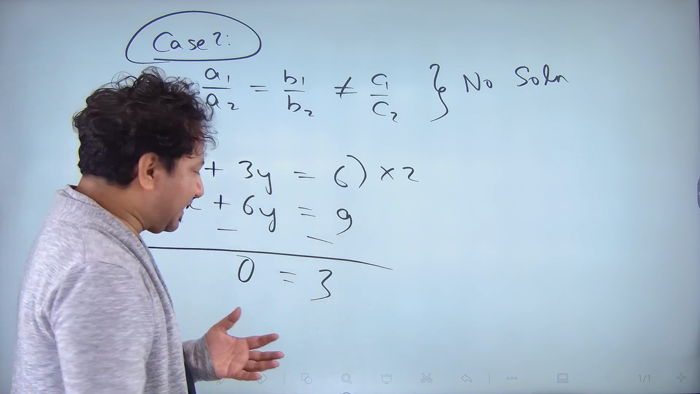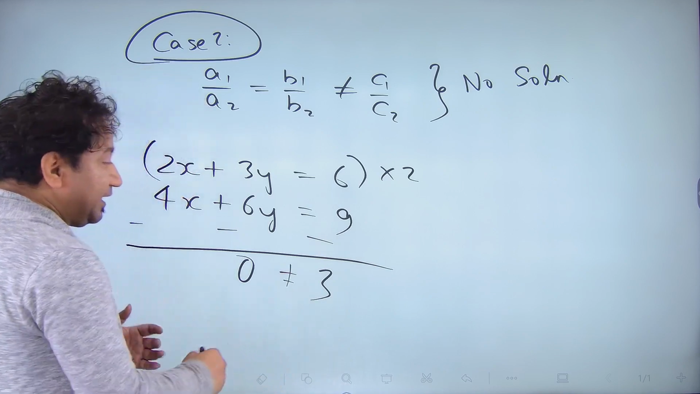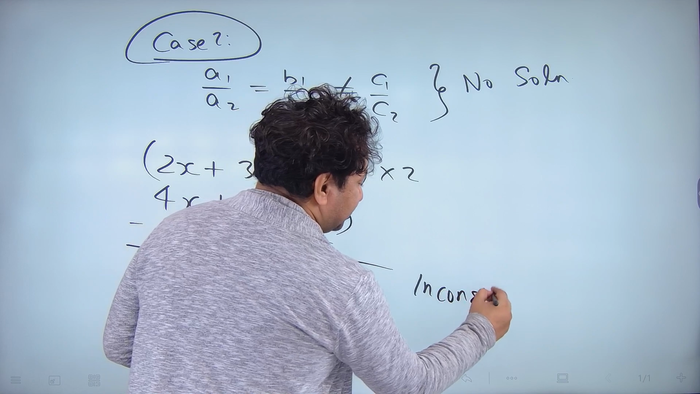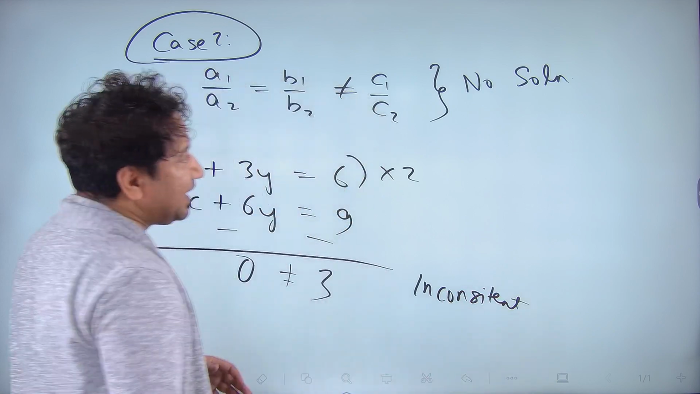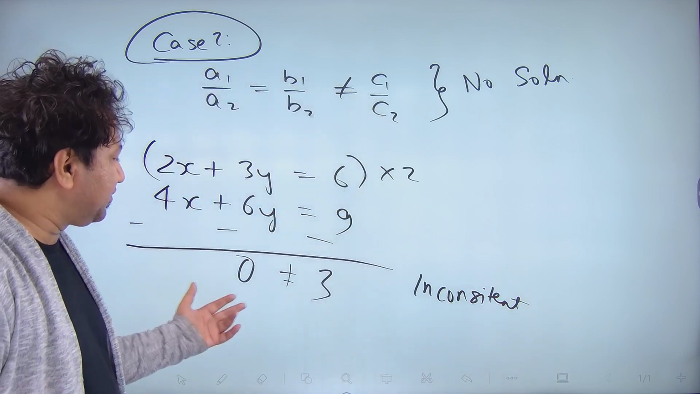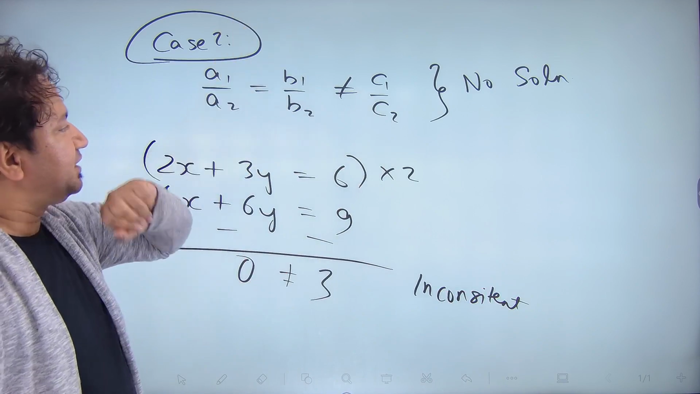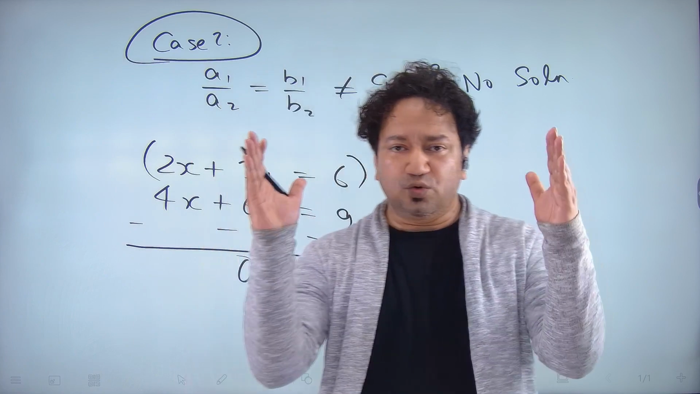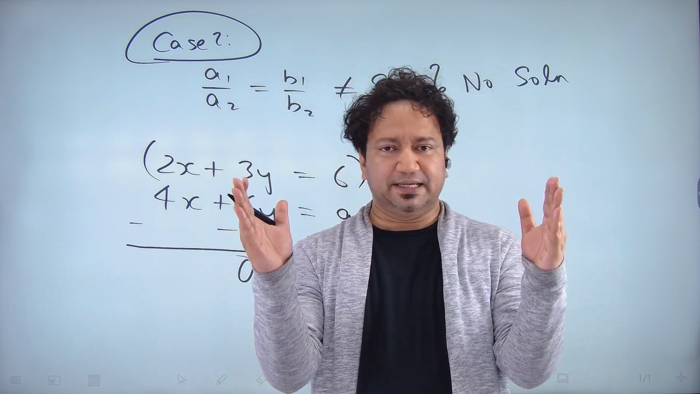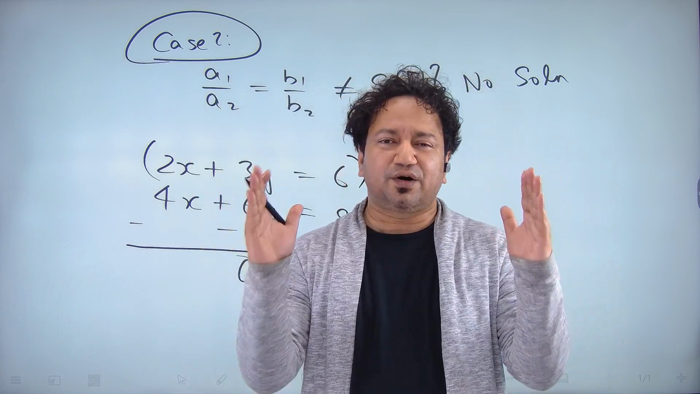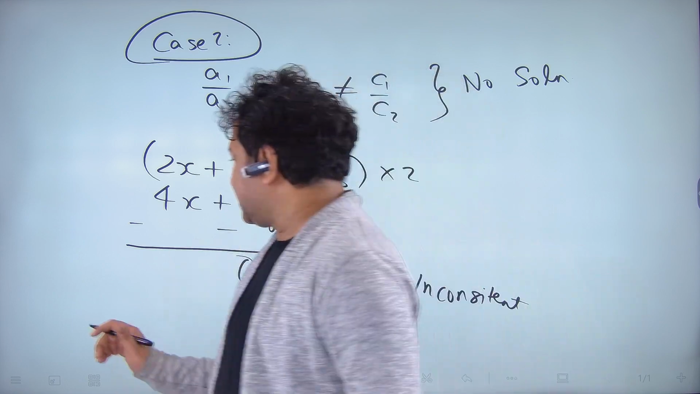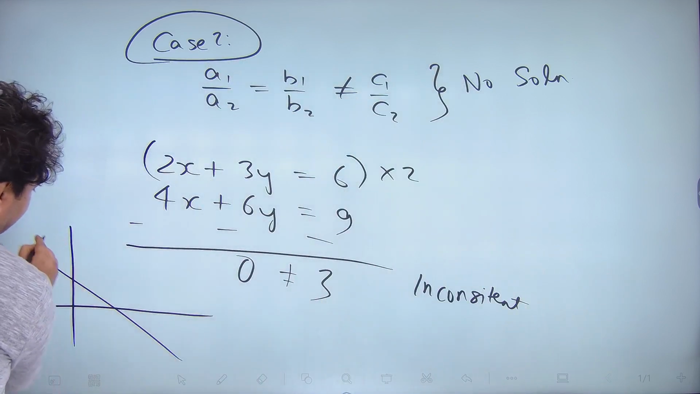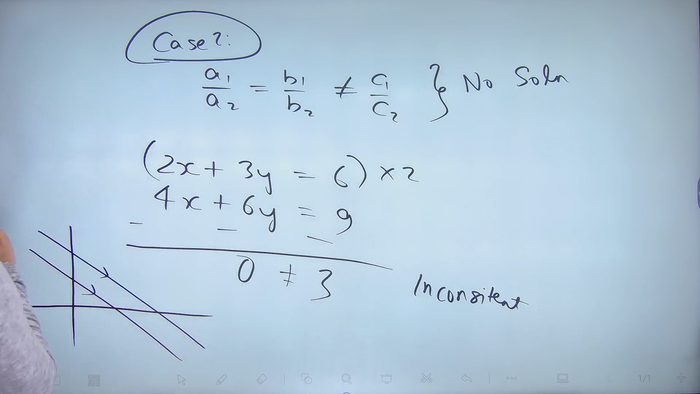Not really. Mathematically, 0 cannot be equal to 3. So this means that this system is inconsistent. Now you must remember the first case was consistent, the second case is inconsistent because mathematically 0 is not equal to 3 and we get no solution. What does that mean graphically? Two lines have got no solution. That means they are not intersecting at all, which essentially means that the lines will be parallel to each other.